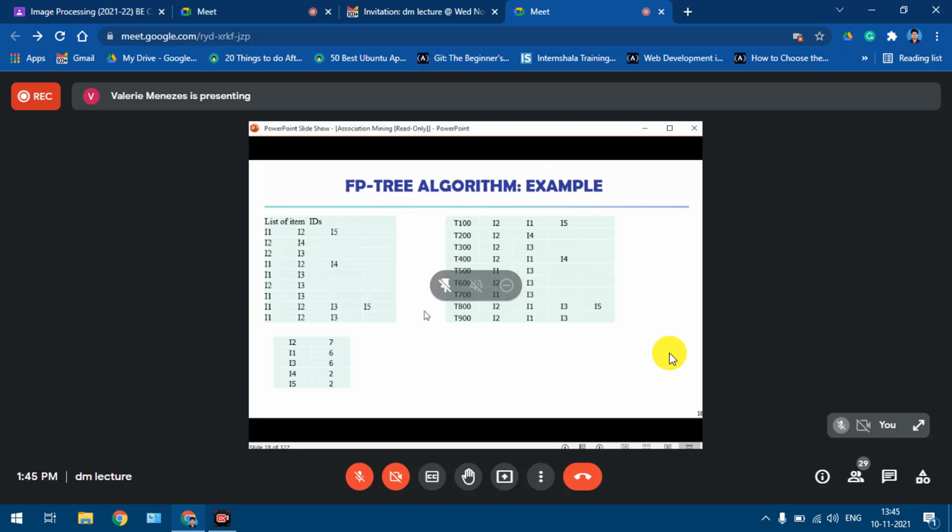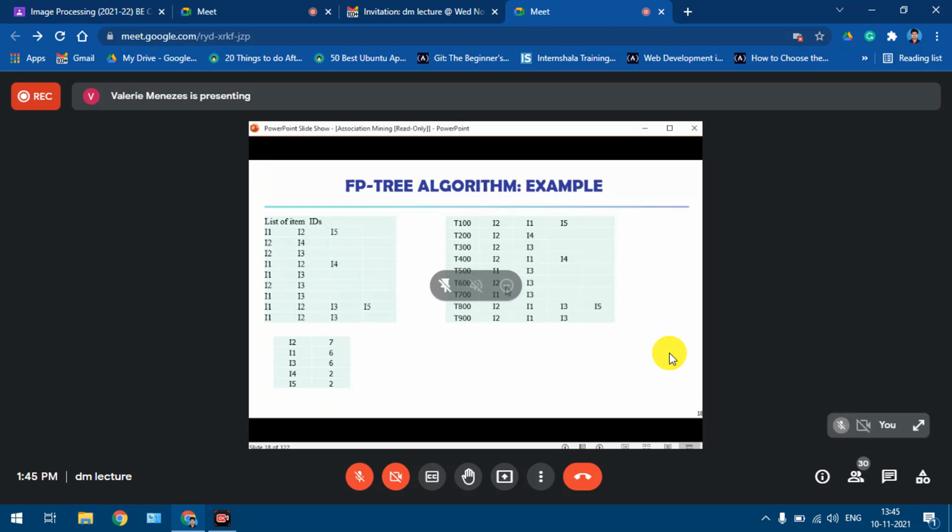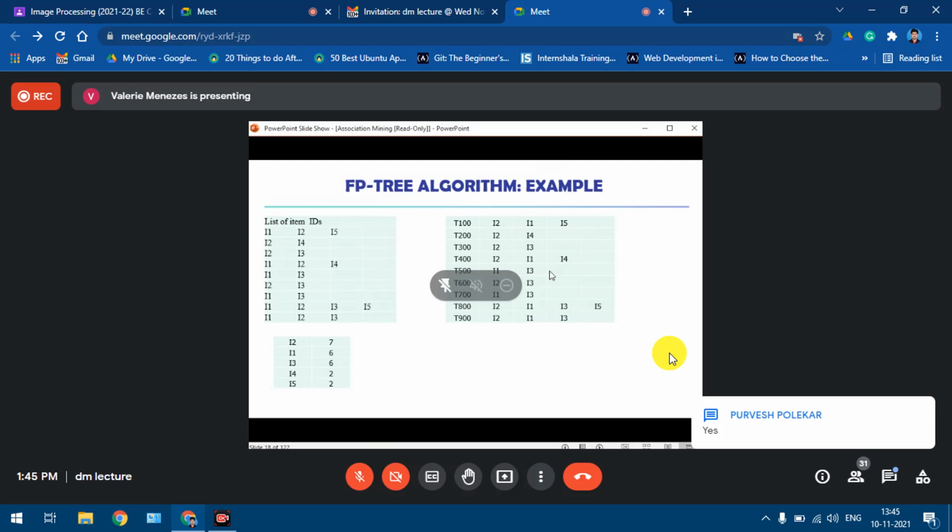Okay, so can you please rewrite this? Please make a note. The item sets are arranged in terms of their decreasing support counts, and then they are rearranged in the transaction list again in terms of their decreasing support counts. Okay, is this part clear, students?